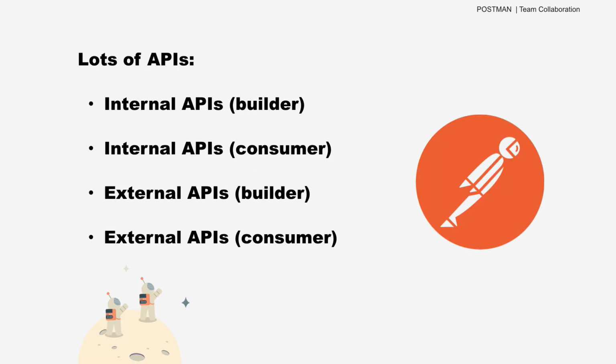So I work at Postman, and sometimes I work on internal APIs that other developers count on. Sometimes I use internal APIs that another team builds, but I'm not allowed to touch them. Sometimes I work on external APIs like the Postman API for Postman users to access their Postman data. And lastly, I use external APIs like microservices that help me do my job.